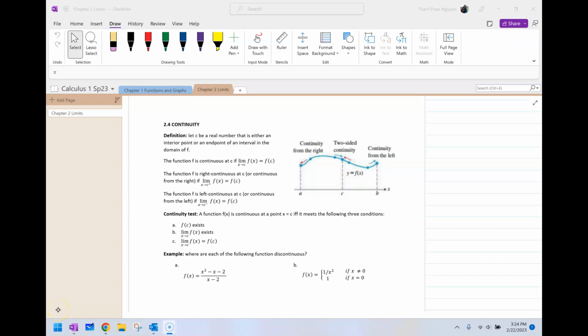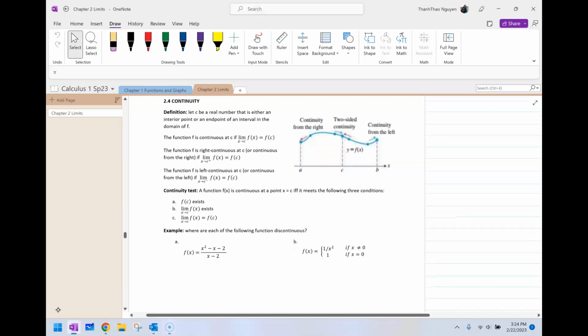One of the most important properties when we're talking about functions is whether that function is continuous or discontinuous. So what does it mean by saying a function is continuous? Let c be a real number that is either an interior point or an endpoint on an interval in the domain of f. The function f is continuous at c if the limit exists at c and the value of the function at c is the same as the limit.